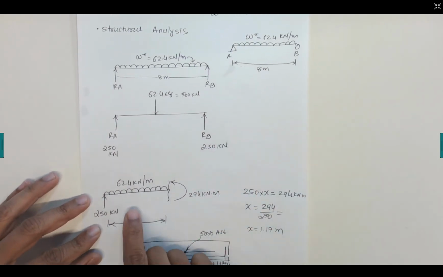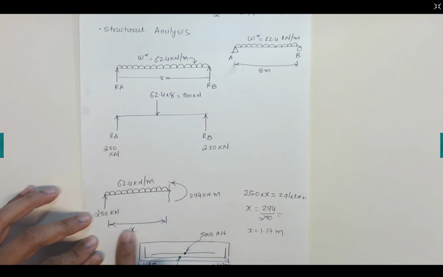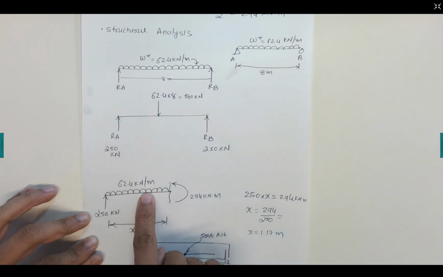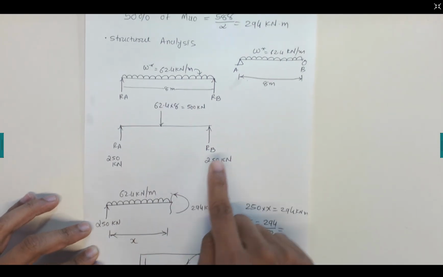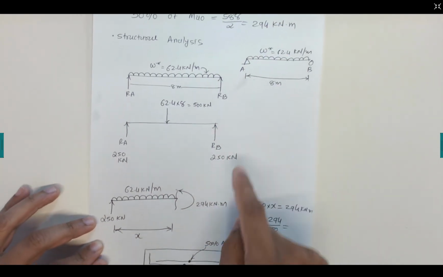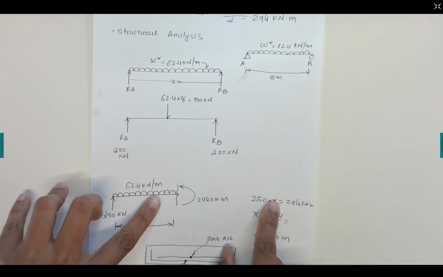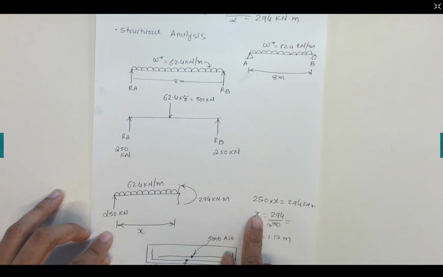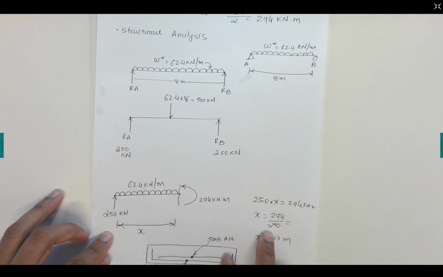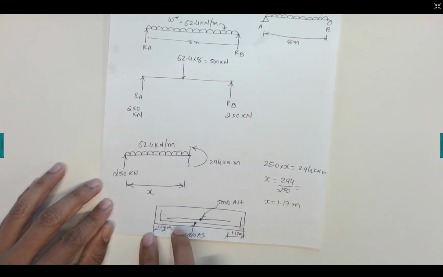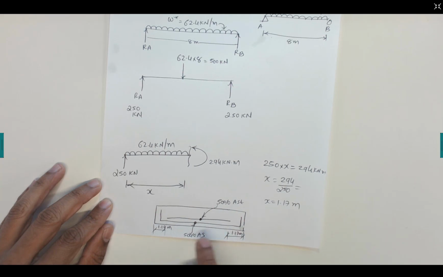Then we can just draw this x distance we need to find for this 62.4 kilonewton per meter. We have this moment 294 kilonewton meters, that is the half moment. In that case, we can solve 250 times x is equal to 294. It gives us x equal to 294 over 250, that gives us 1.17. So that distance is 1.17 meters for 50% of the steel reinforcement on both sides.